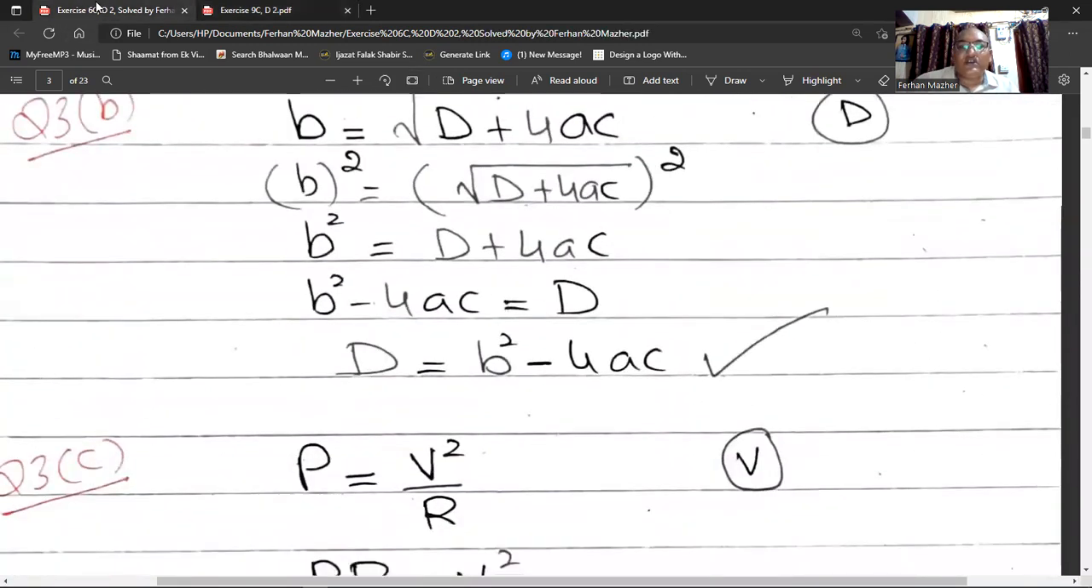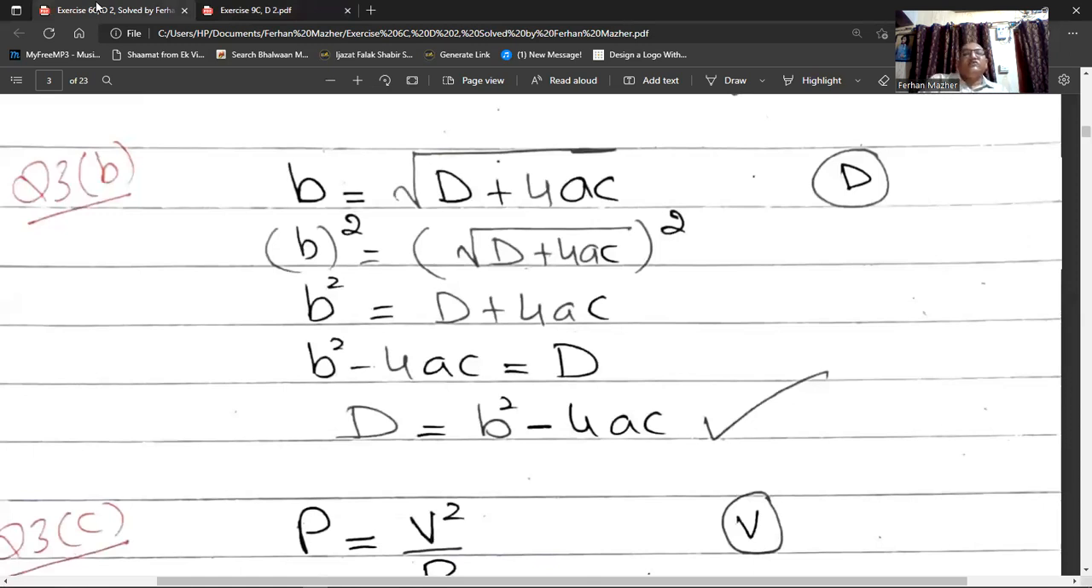Let me show you how this is done. This is question number 3, and it's the B part. So B is equal to the square root of D plus 4AC. Take square on both sides. When you take square, this square root and this square will be gone, cancelled. So B square will be equal to D plus 4AC. This 4AC is adding with the D. Take it to the other side, and it will subtract on the other side. So you will have B square minus 4AC equals D. So D is B square minus 4AC, and this is how you make D the subject of the formula.